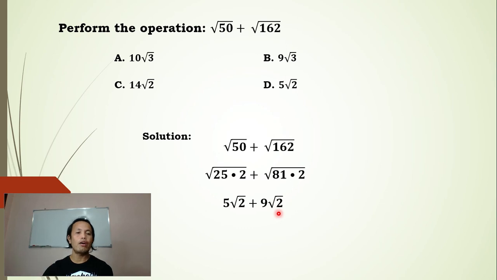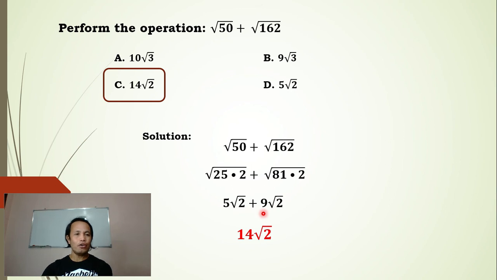So we can now add the numerical coefficients. This time we have 5 and 9. So 5 plus 9 is 14. So therefore the correct answer is 14 square root of 2. We just simply copy the common radical, which is the square root of 2. So therefore the correct answer is letter C.